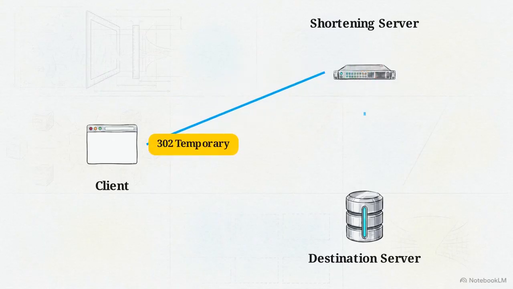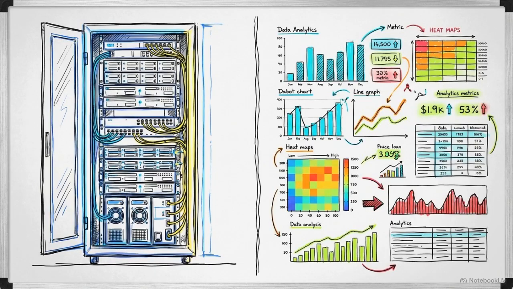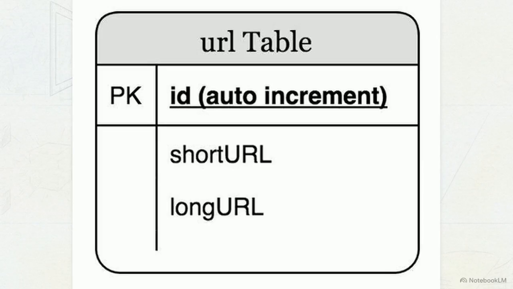An HTTP 302 redirect is temporary. The browser sends every click to our service first, allowing for precise tracking at the cost of higher server traffic. The choice between 301 and 302 is a strategic decision between maximizing infrastructure efficiency or maintaining business intelligence. We store these mappings in a relational database. The schema includes an auto-incrementing ID as the primary key, the shortened code, and the original long URL.